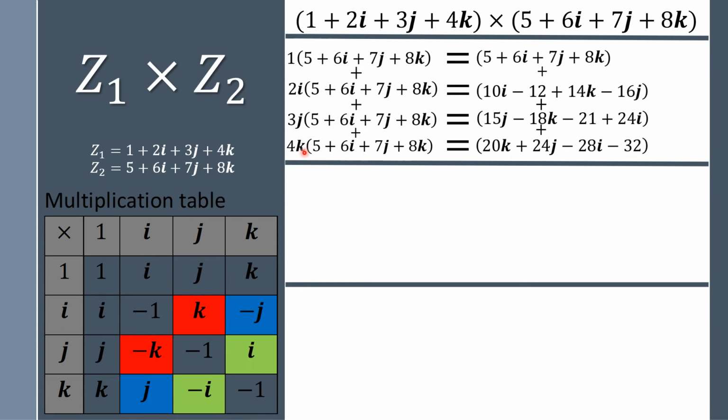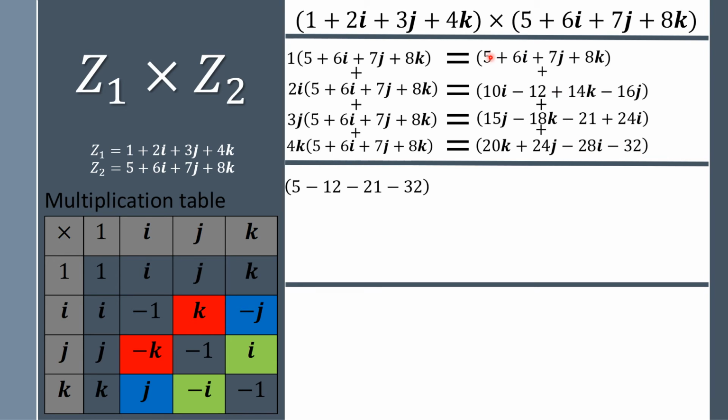For our last one, we have 4k times 5, which is 20k. 4k times 6i. 4 times 6 is 24. k times i is j, so that's plus 24j. 4k times 7j. 4 times 7 is 28. k times j is negative i, so that's negative 28i. And for the last one, we have 4k times 8k. 4 times 8 is 32. k times k is negative 1, and we have negative 32.